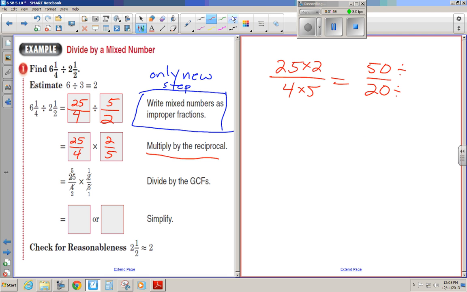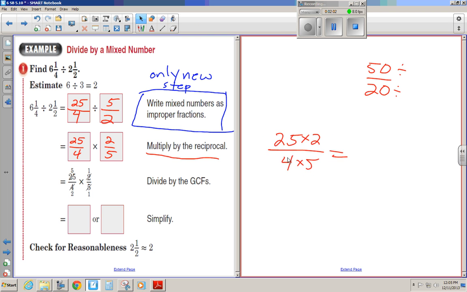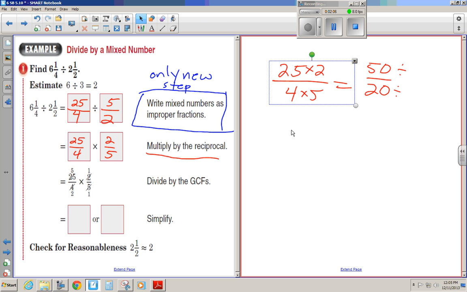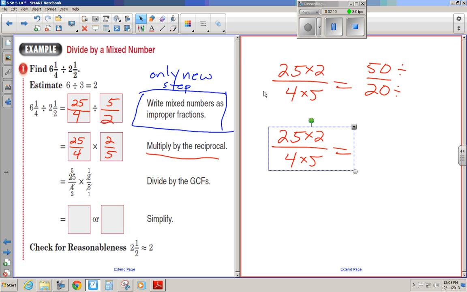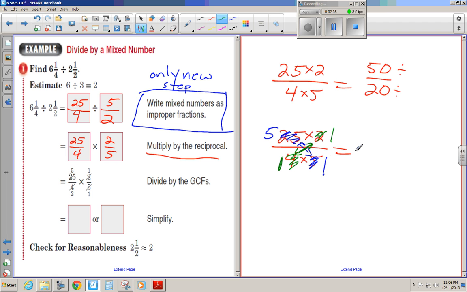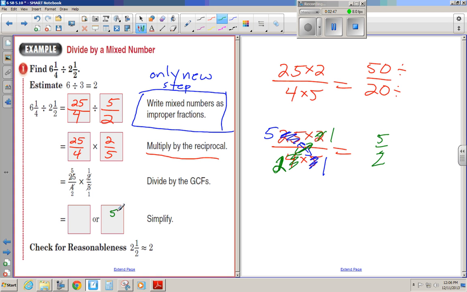Or you can simply look at the fact that 25 and 5 are multiples of each other. 5 divided by 5 becomes 1. 25 divided by 5 becomes 5. 2 and 4 are multiples of each other, so 2 reduces to 1. 4 divided by 2 becomes 2. So our answer becomes 5/2.